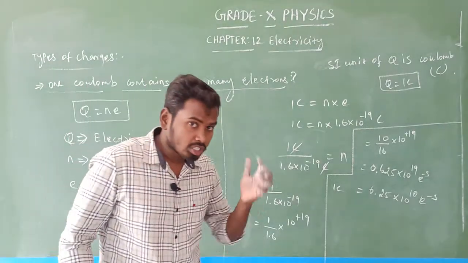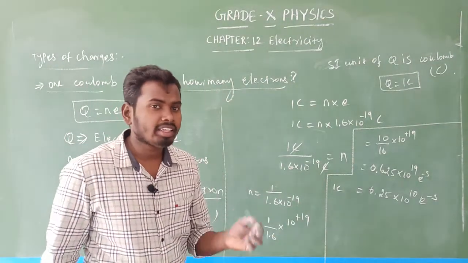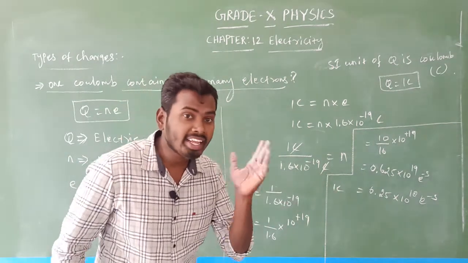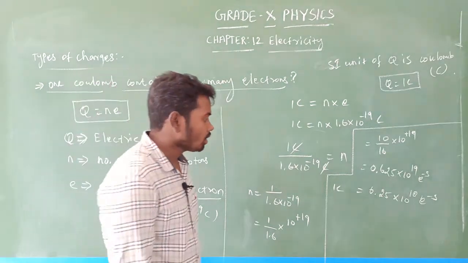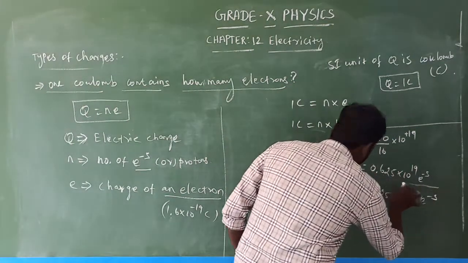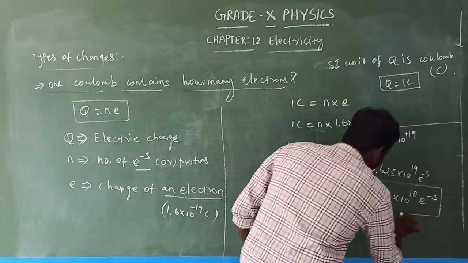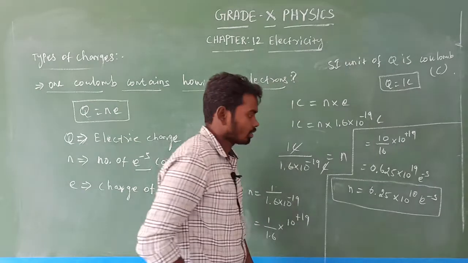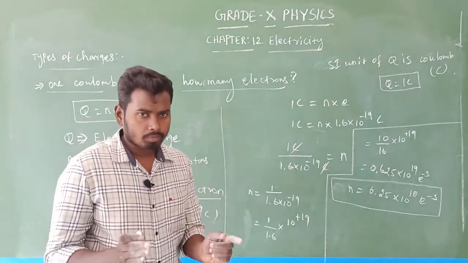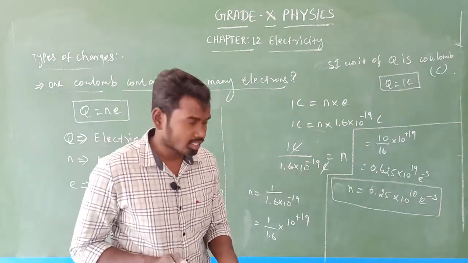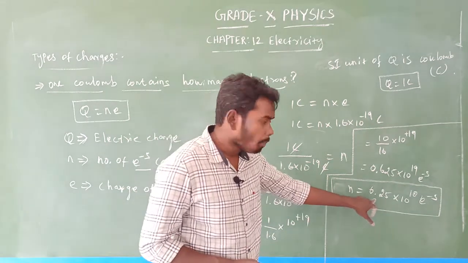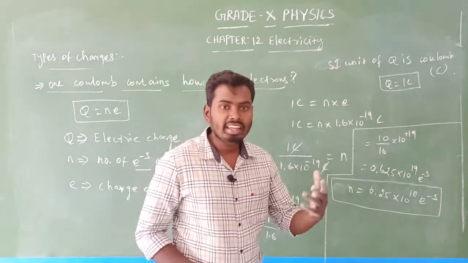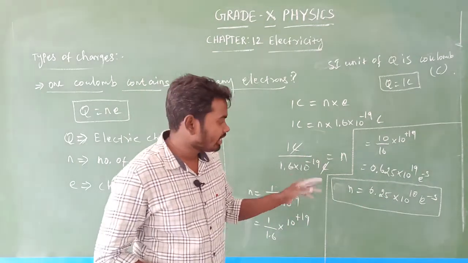So 1 coulomb contains, note this point, very very important, how many electrons? 6.25 into 10 to the power of 18 electrons. One coulomb of charge. Here N means the number of electrons. So one coulomb of electric charge contains how many electrons? 6.25 into 10 to the power of 18 electrons.